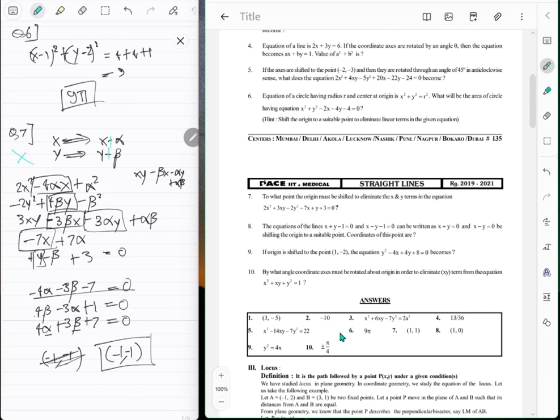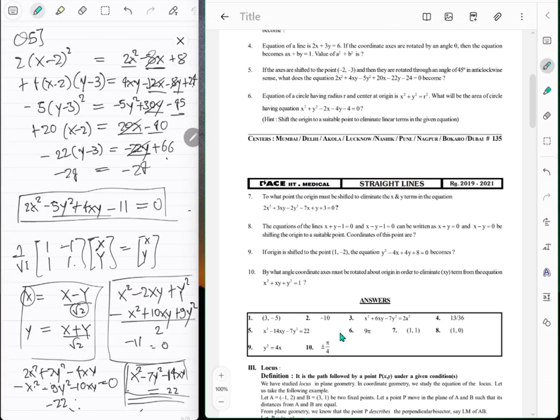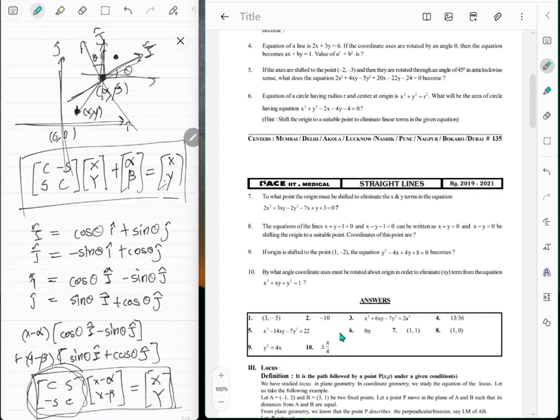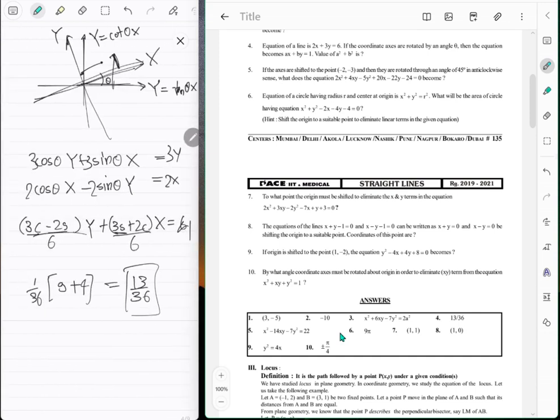Okay, sixth, it should be 9 pi. Yes, that's right. Fifth, x squared minus 14x minus 7x. Yes. Wow, I didn't expect all of this to turn out to be correct. But it is. That's not a question. 13 upon 36, that's correct. This was question number 4.